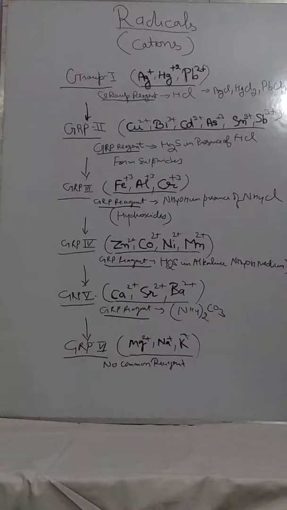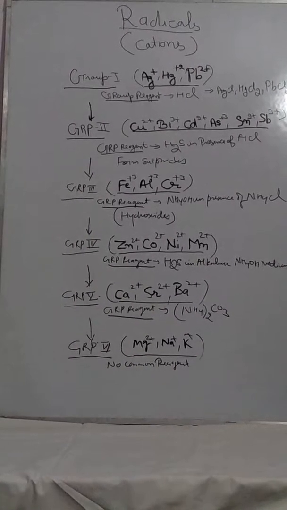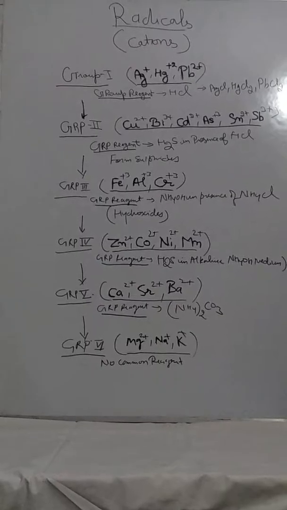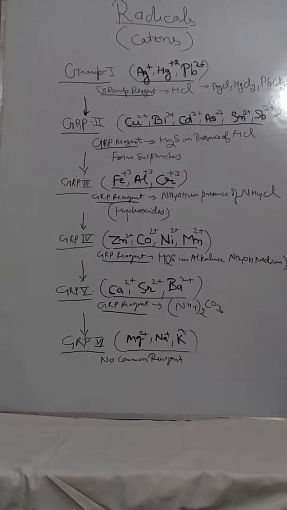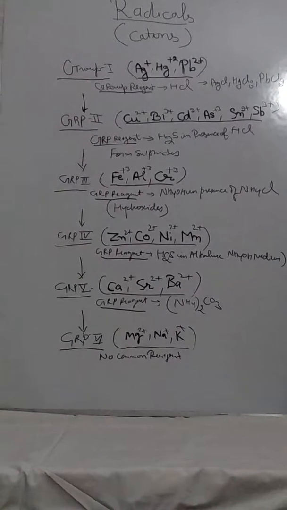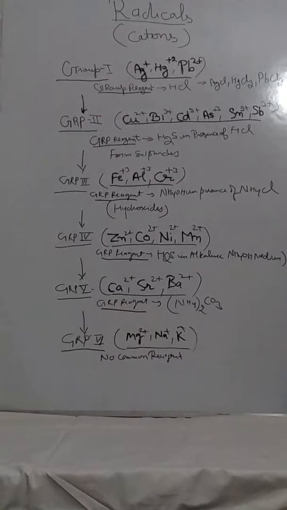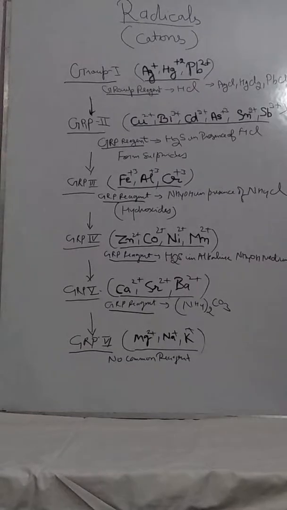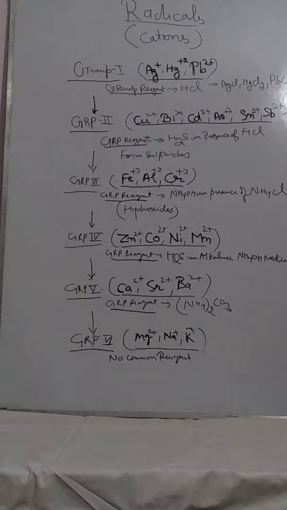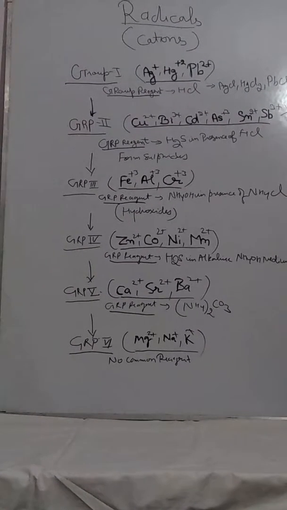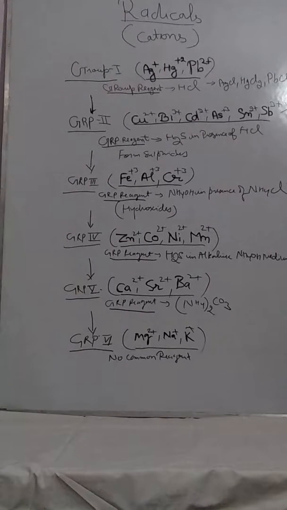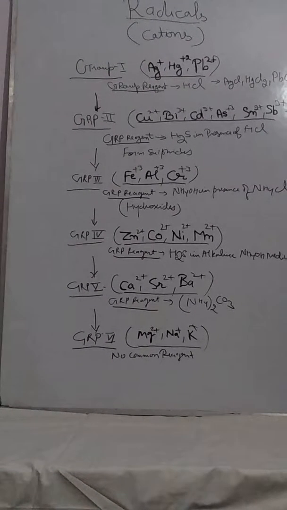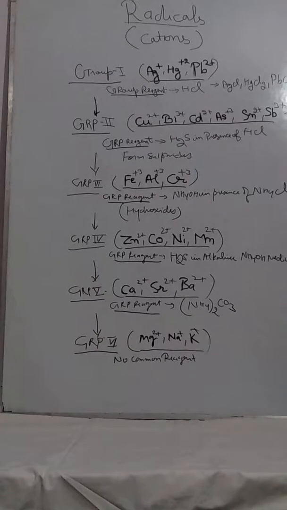Now one radical is still remaining, it is ammonium. We generally consider it as group 0. Never perform the test of ammonium at the end of these groups, because while performing the tests of various groups, we continuously add ammonium in the form of ammonium chloride and ammonium hydroxide. So before moving to group first, we have to perform the test of group 0, that is for ammonium.